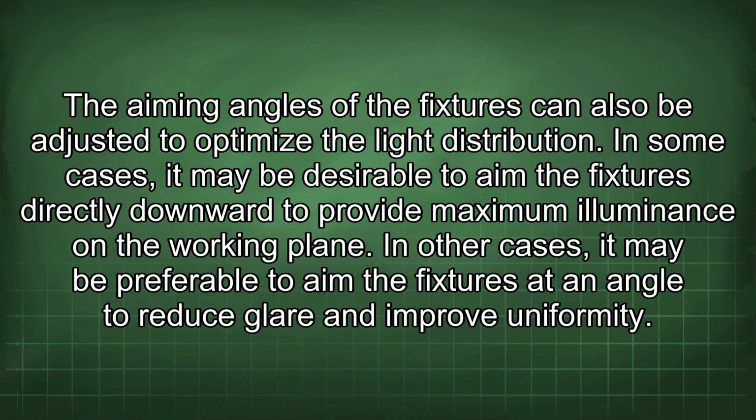The aiming angles of the fixtures can also be adjusted to optimize the light distribution. In some cases, it may be desirable to aim the fixtures directly downward to provide maximum illuminance on the working plane. In other cases, it may be preferable to aim the fixtures at an angle to reduce glare and improve uniformity.